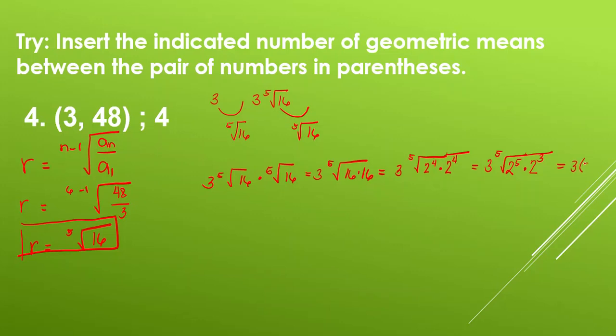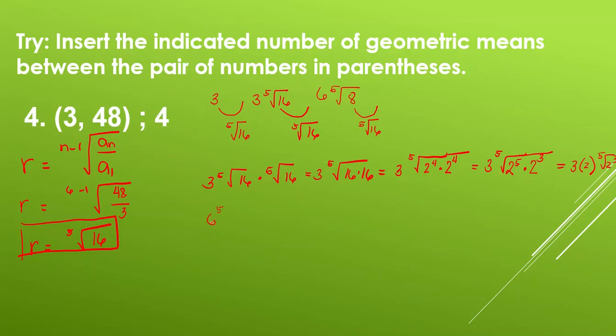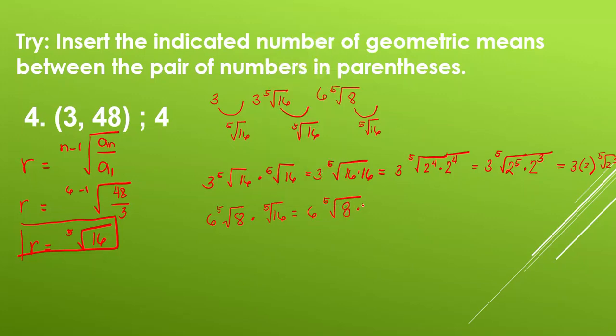So fifth root of 2 raised to 5 is 2. So you have 3 times 2. Then, fifth root of 2 cubed is still fifth root of 2 cubed. That will give you 6 fifth root of 8. Okay, next. Multiply this by fifth root of 16. So we have 6 fifth root of 8 times fifth root of 16. So that is 6 fifth root of 8 times 16.